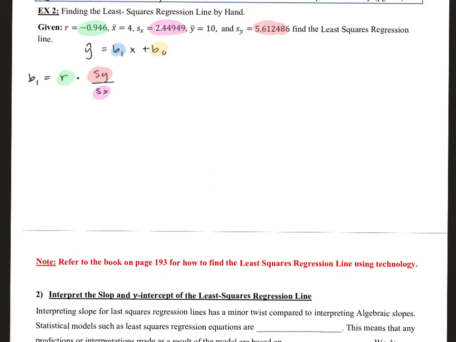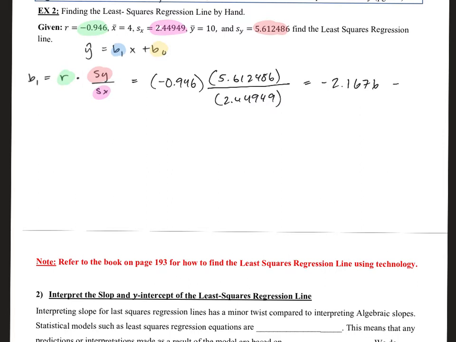Plugging those numbers in, we get negative 0.946 times 5.612486 divided by 2.44949. That all simplifies out to negative 2.1676. So that's my b1 value. I write b1 equals that, and box my answer.